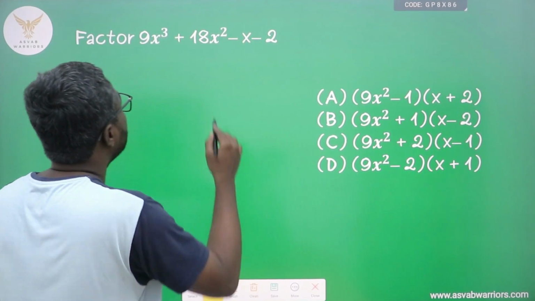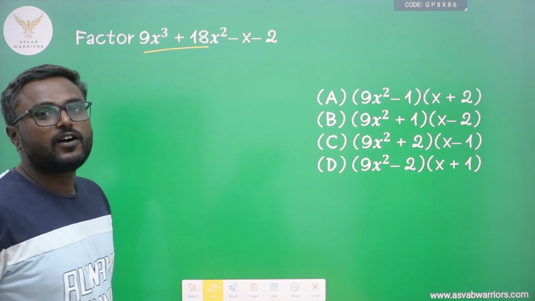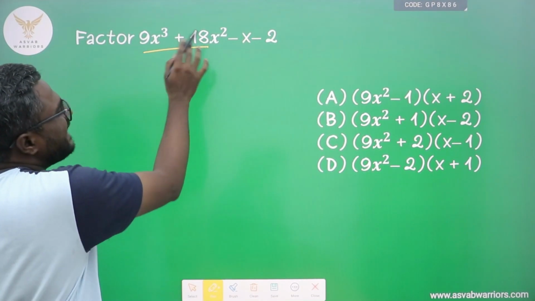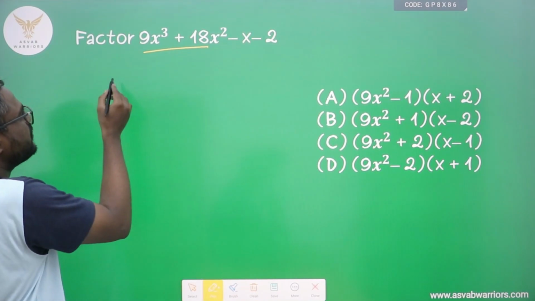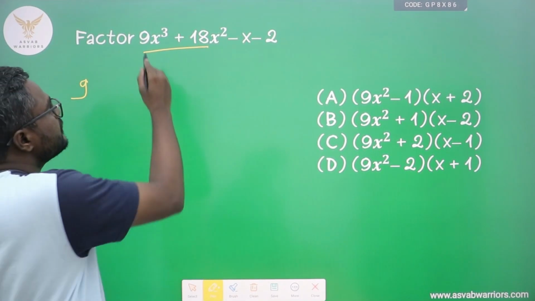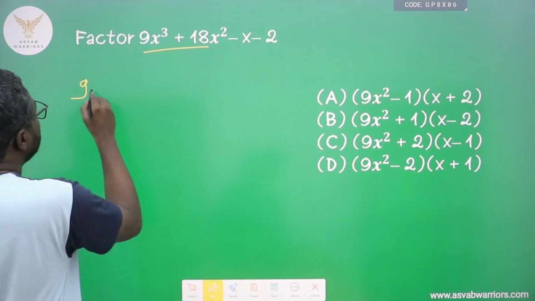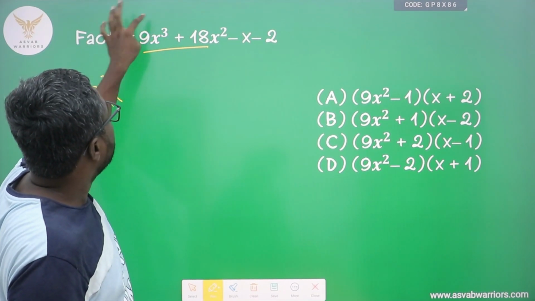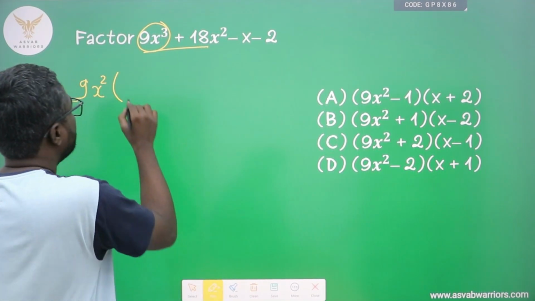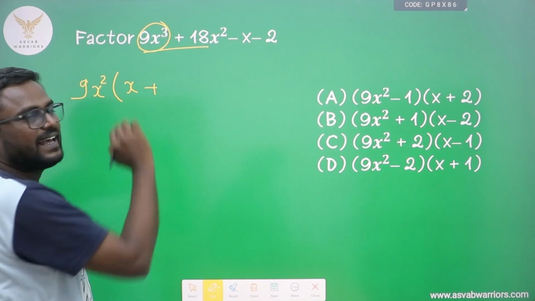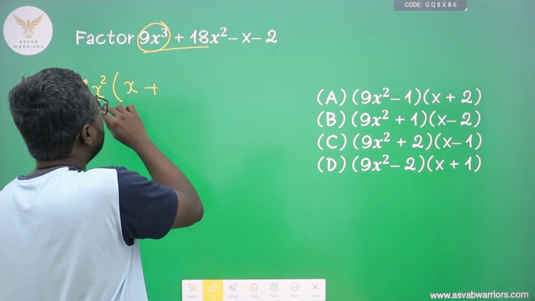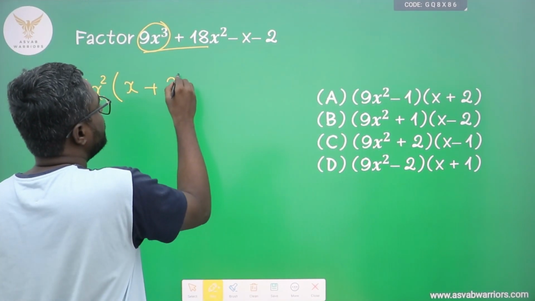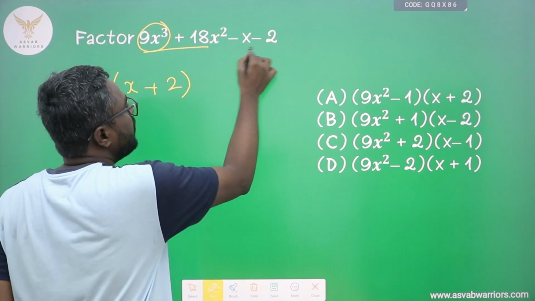The first thing I'm going to do is try to make a group of 2. What do I find common in the first two terms? I can see 9 and 18, so 9 can be taken as common. Between x cubed and x squared, what can I take common? x squared. Now what is left? If I have taken out 9x squared, what is remaining from 9x cubed is only x, with the plus sign as it is. From 18x squared, if I take 9x squared out, what remains is just 2.